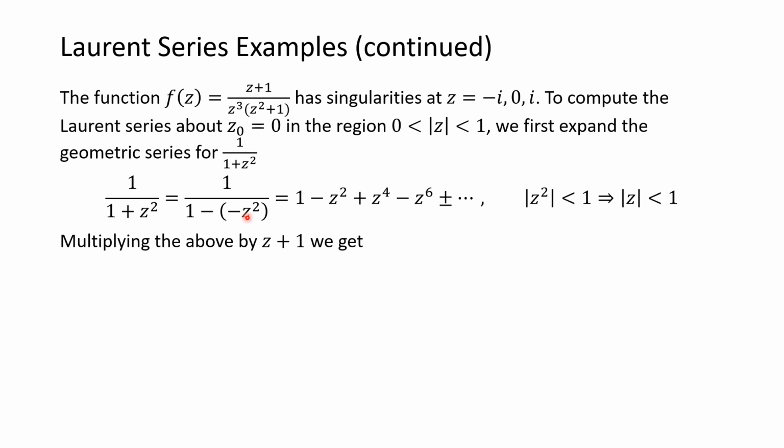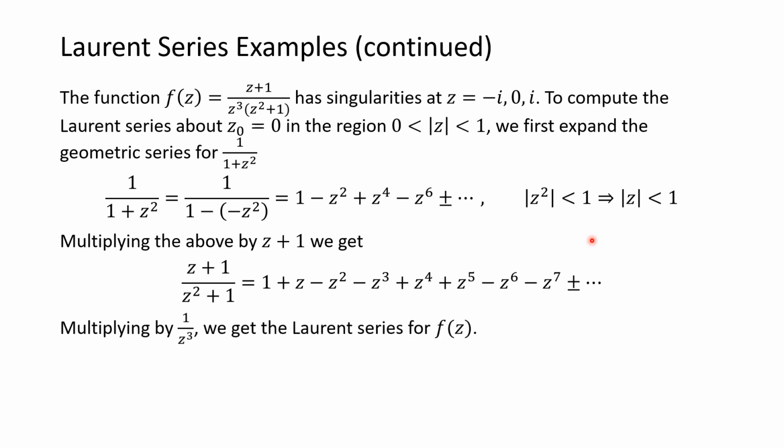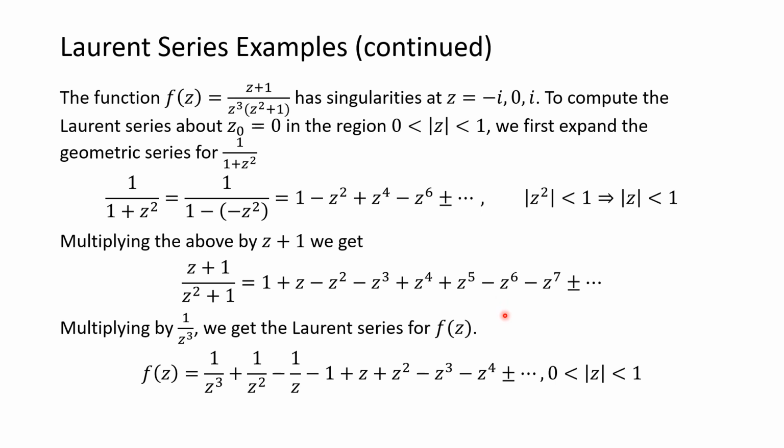And then we multiply this by z plus 1. And so you're going to get z times each one of these terms, and then 1 times each one of these terms, and it basically gives you this alternating plus plus minus minus plus plus minus minus series. Then we just finish it by multiplying by 1 over z cubed, and we get this as our Laurent series for f of z in this punctured disk.